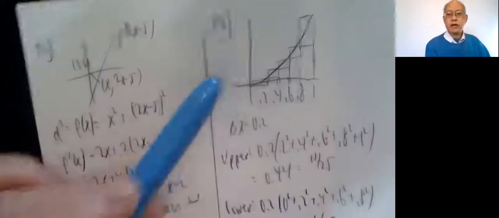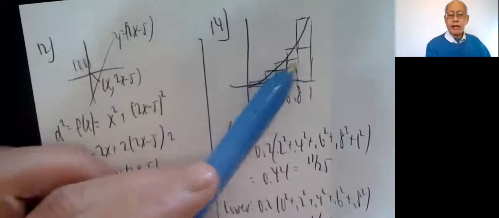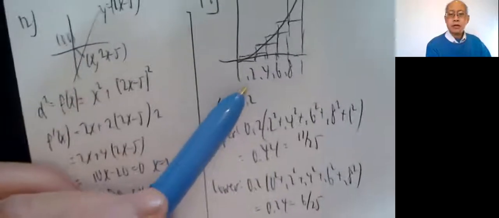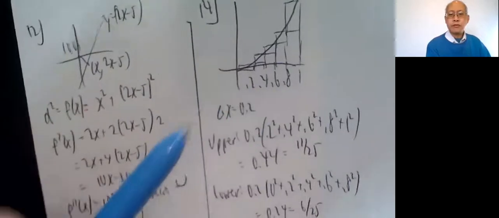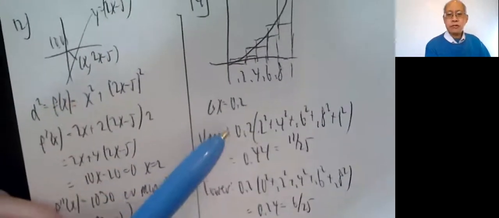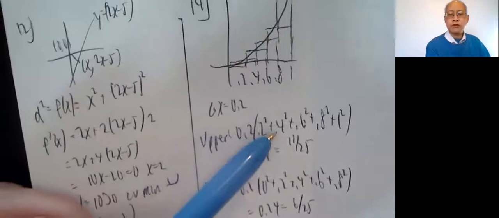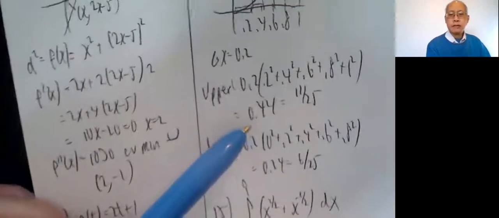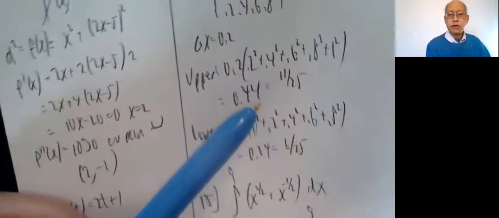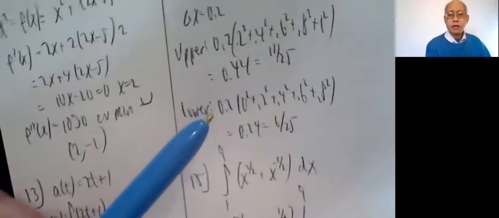14, here's a graph of y equals x squared. Have lower rectangles and upper rectangles. Delta x is 0.2; the points are 0.2, 0.4, 0.6, 0.8, 1. Upper estimate is 0.2 times (0.2 squared plus 0.4 squared plus 0.6 squared plus 0.8 squared plus 1 squared), which comes out to be 0.44 or 11/25.